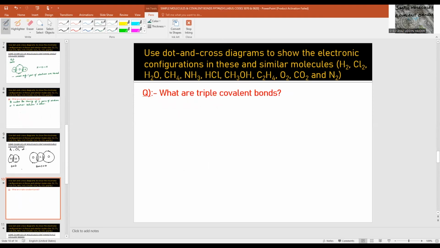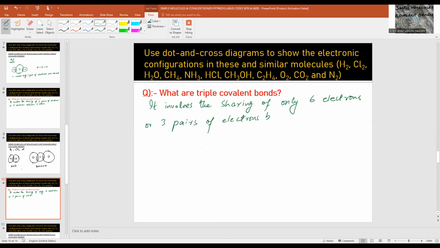Triple covalent bond: it involves the sharing of only 6 electrons, or 3 pairs of electrons, between two atoms.